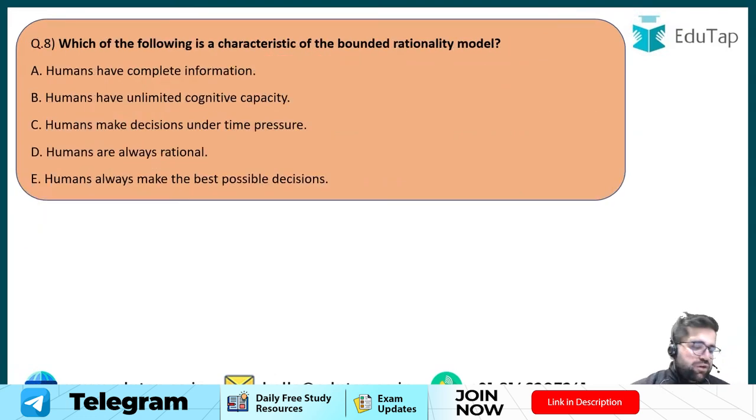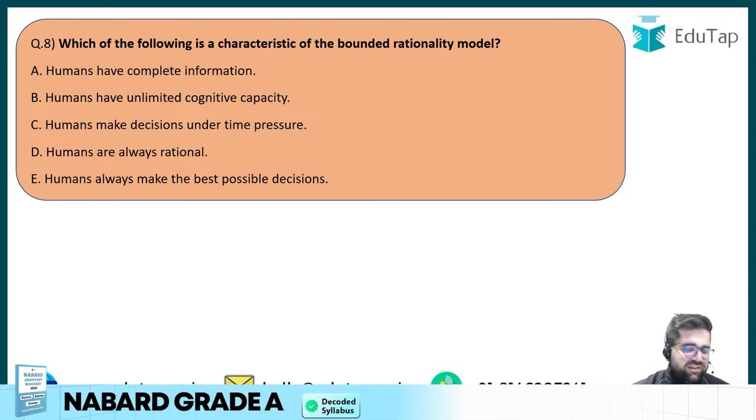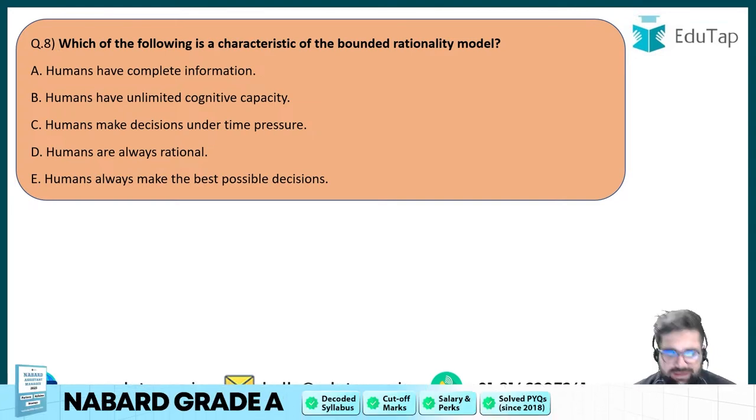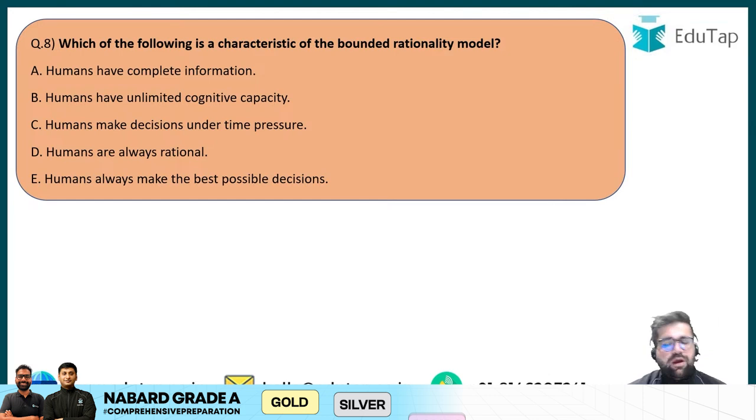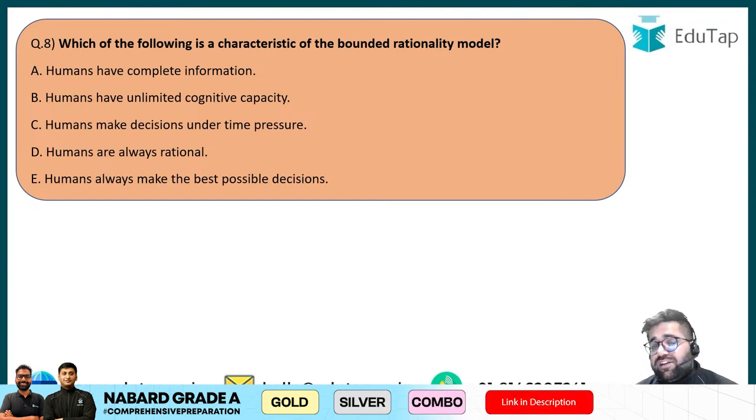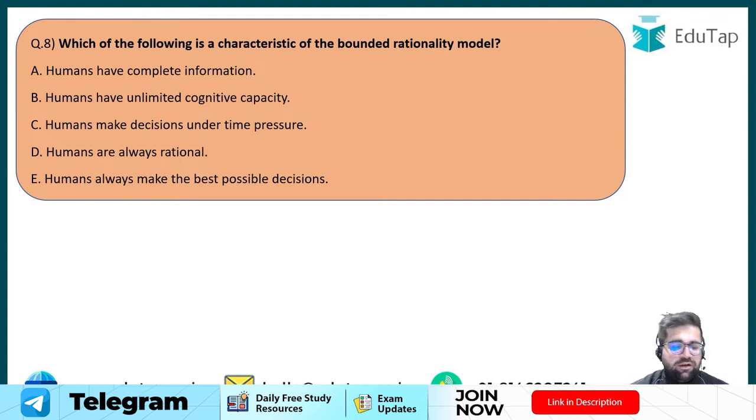Next question, which is your question number 8. Which of the following is a characteristic of a bounded rationality model? I hope you know there are multiple models in decision making: the maximization model, then you also have the administrative model, rationalization model, and garbage can model. So what is your answer regarding question number 8?